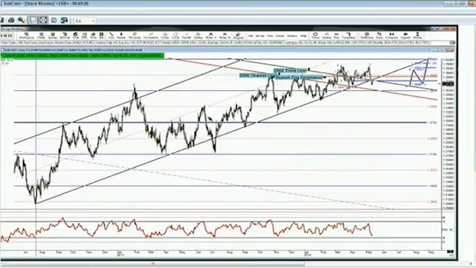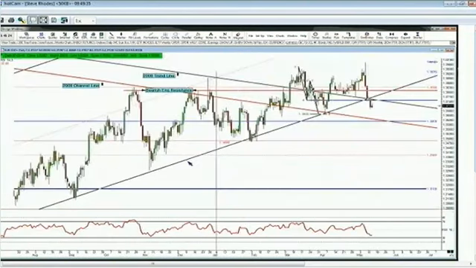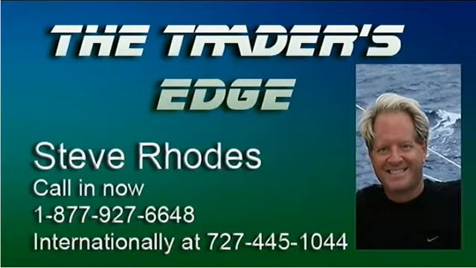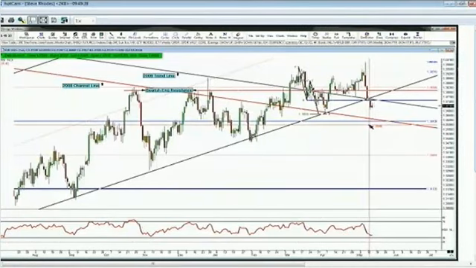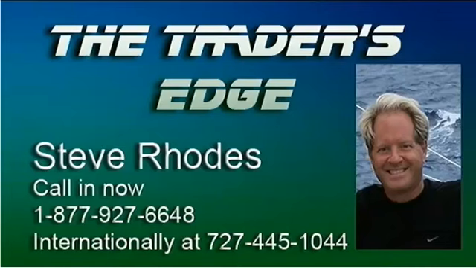So where is the euro headed to? It's going to head to this red diagonal line out here, probably the 1.361-ish type of level. Right now, the Dow's off 52, S&P is down 5, Composite down 12.